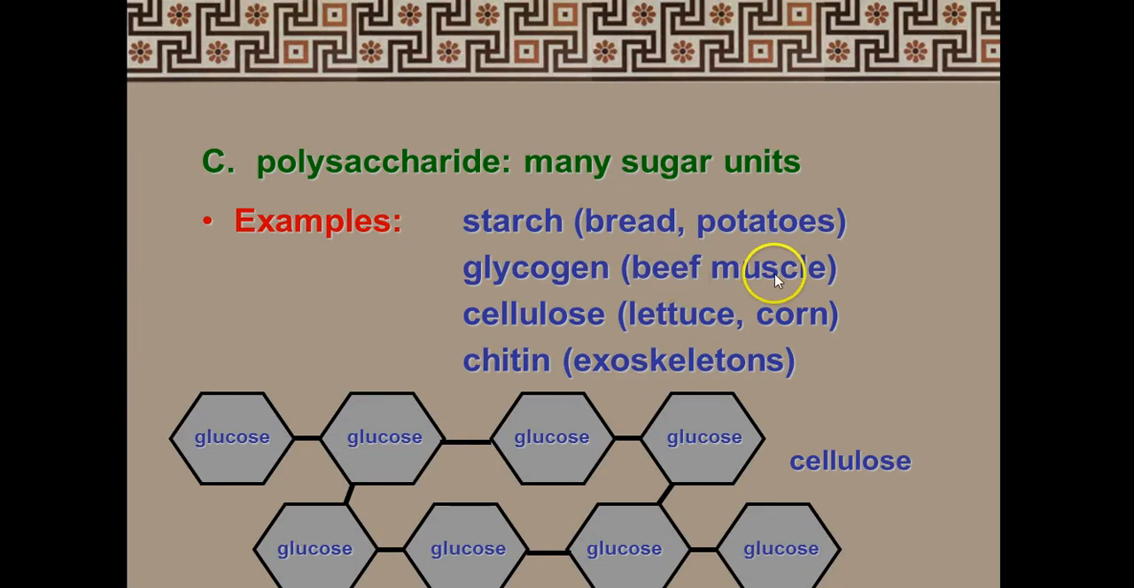Glycogen is beef muscle. Cellulose is in things like lettuce and corn. Cellulose is actually, and you guys should have heard of cell walls before now, cellulose composes cell walls. And chitin makes up the exoskeletons of insects. If you've ever picked up a beetle and felt that hard shell that they have, that's their exoskeleton, and that's called chitin.